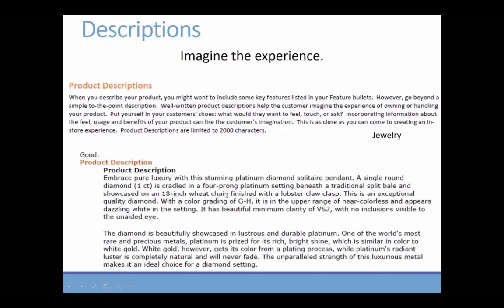Here's a good example. And I'm not going to read all of this to you, but I do want to point out some things here. Embrace pure luxury with this stunning platinum diamond solitaire pendant. A single round diamond, 1 carat, is cradled in a 4-pronged platinum setting beneath a traditional split bail and showcased on an 18-inch wheat chain finished with a lobster claw clasp. Do you see how much detail this is? And look at the adjectives and the verbs that they've used here.